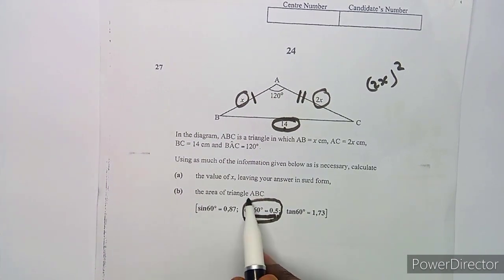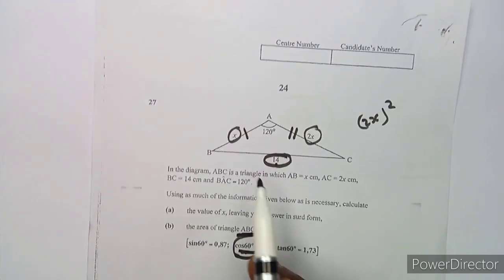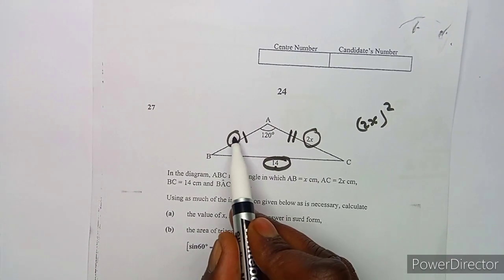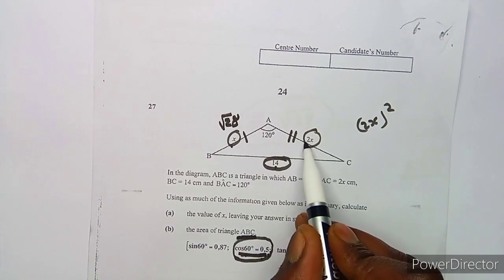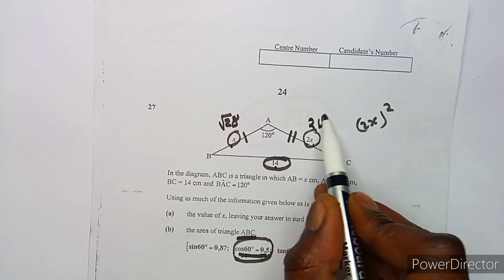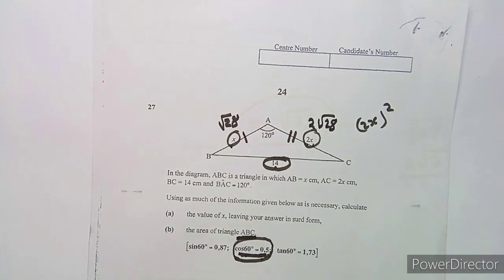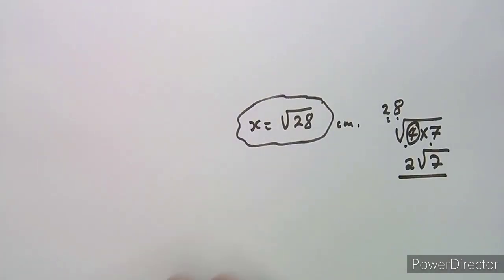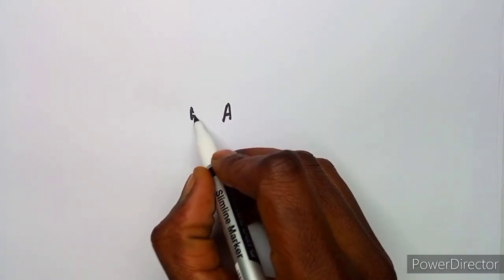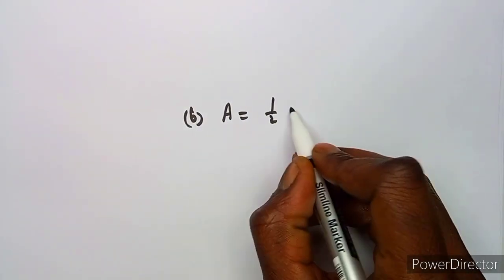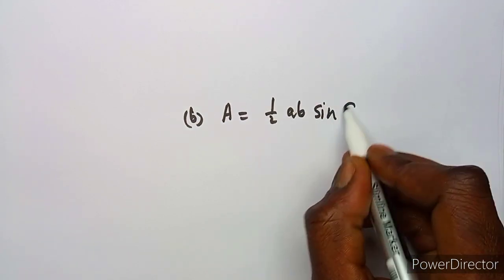And now the question is to calculate the area of triangle ABC. So x, remember x is there, we said this x is square root of 28, so this is going to be 2x, which is 2 square root of 28. So we can use the area of a non-right angle triangle, where we know that the area of a non-right angle triangle is half ab sine theta.